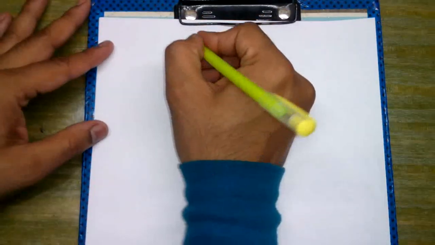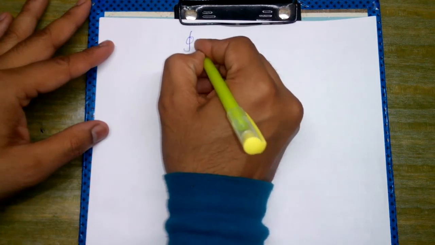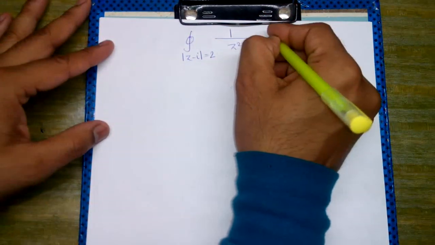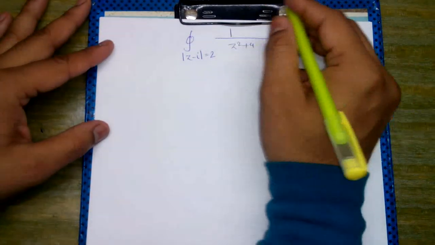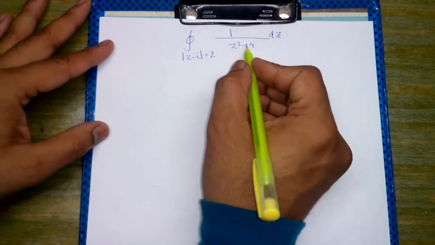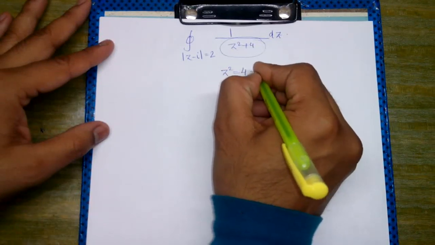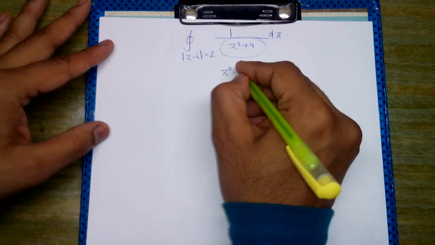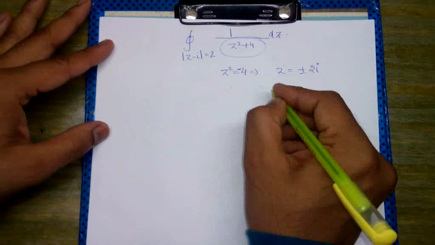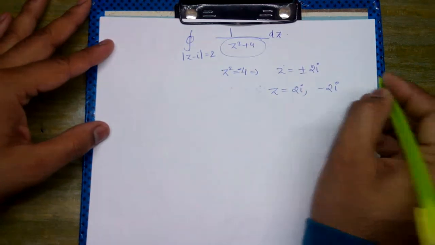Now we will do another important question. This has been given as the integral over mod of z minus i equals 2, of 1 upon z square plus 4 dz, in the positive sense. So we have to find the value of this integral. The poles can be found by simply z square equals minus 4. So z equals plus minus 2i, that is, 2i and minus 2i.